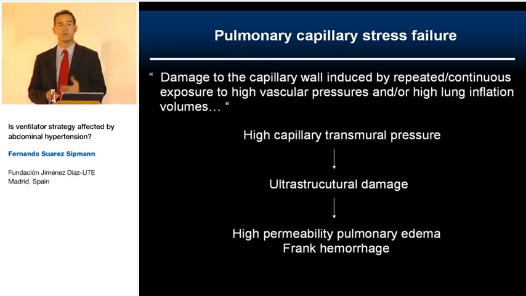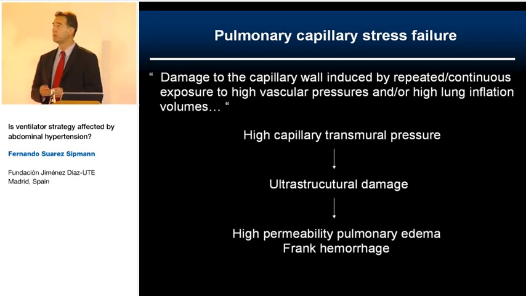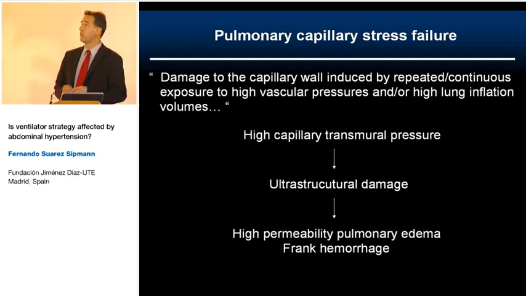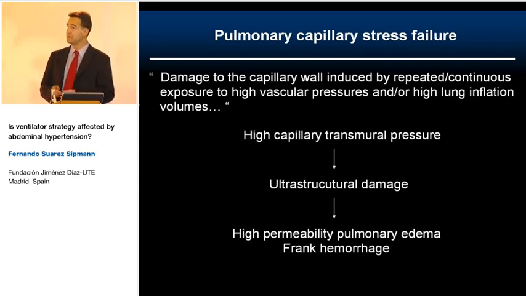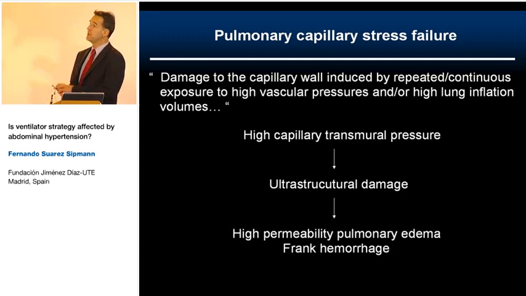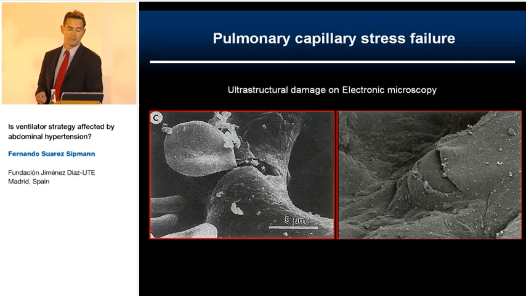This term was introduced by West many years ago, and it refers to the damage produced to the capillary wall induced by repeated or continuous exposure to high vascular pressure or to high lung inflation volumes. The sequence is that with this constellation, we have a high capillary transmural pressure. This results in ultrastructural damage of the cells, and grossly it ends in a high permeability pulmonary edema and frank hemorrhage of the lung areas exposed to the capillary stress.